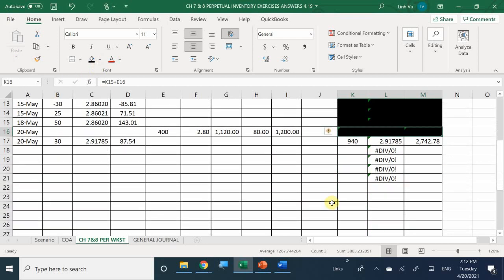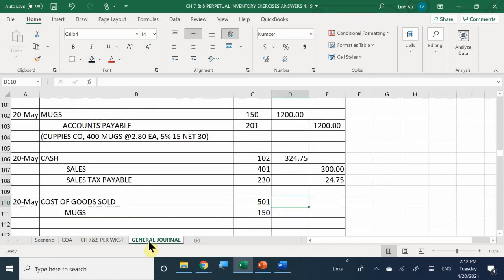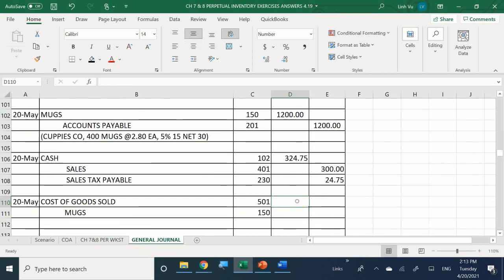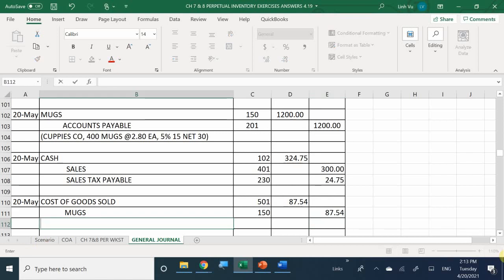Okay, let's go ahead and journalize this. So $87.54 is what it cost us to sell those 30 mugs. What was it? $87.54? Yes, $87.54. Now that I've reached the end of my transaction, I'm going to indicate that I actually sold 30 mugs.